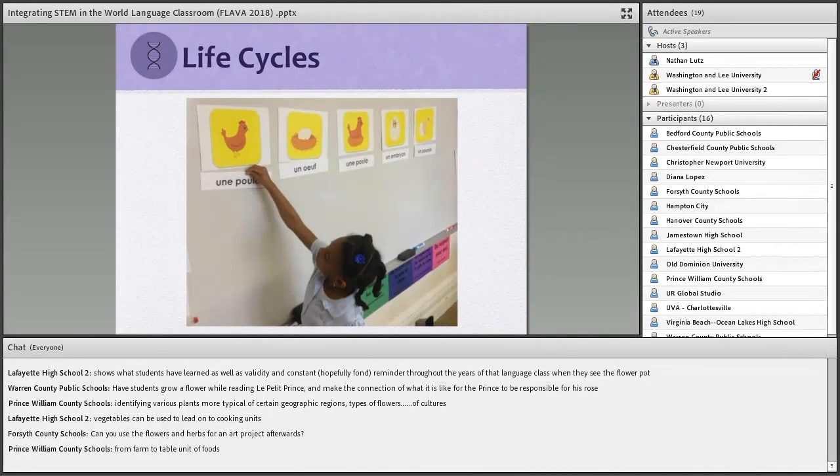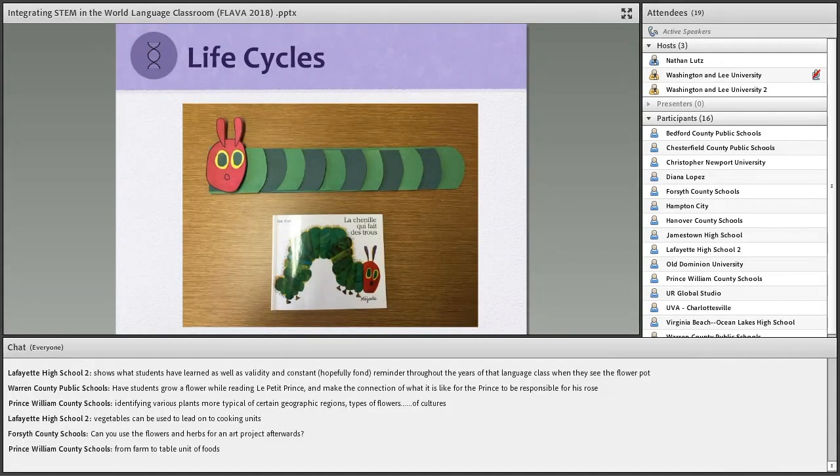And here's some more imagery of our life cycles in action. A very common book is The Very Hungry Caterpillar. Everyone loves Eric Carle and his beautiful artwork. And we use this in our first grade classroom as a way to kick off the whole idea of the life cycle of caterpillar to butterfly. So that's a little booklet that our students make in first grade.